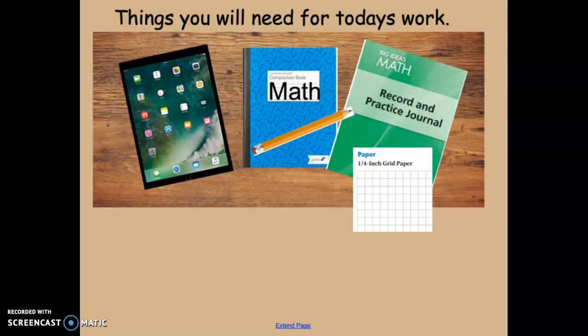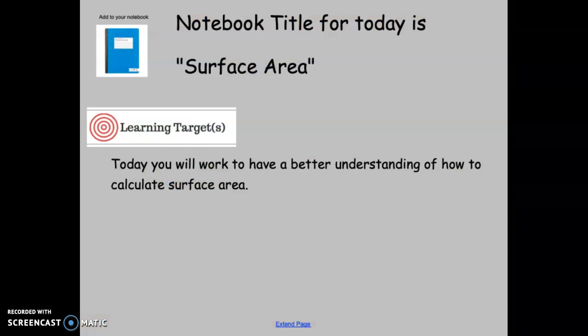This is Mr. Gable, and here are the things that you're going to need today. It's pretty standard. You're going to need your iPad, your math notebook, pencil, and your recording practice journal. And for some of you, you might want your 1/4-inch grid paper, which I will put in the folder for you to print out. All right, let's get started.